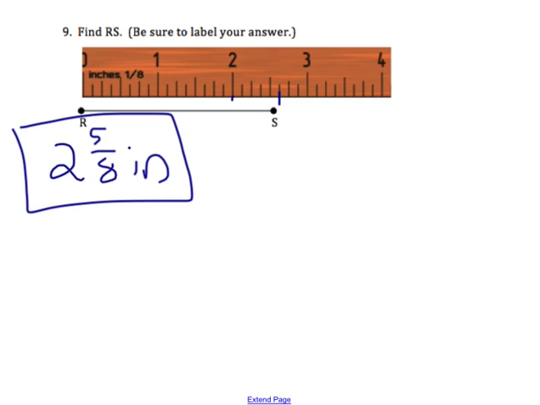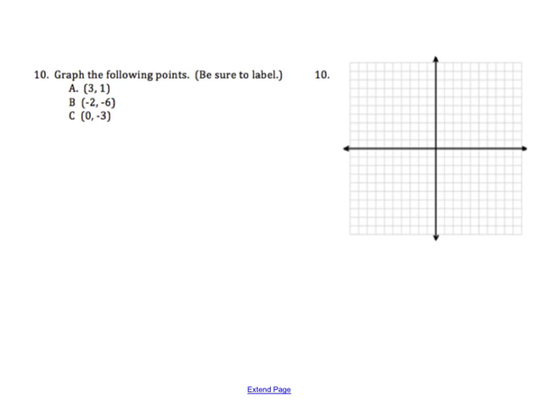Let's take a look at number 10. For number 10, we want to graph the following points, and we want to make sure we label them. So we want to graph the points 3, 1. Now remember that points go x and then y. So x is how many we're going over. We're going over 1, 2, 3, and then up 1. I'm plotting that point. So that is point A.